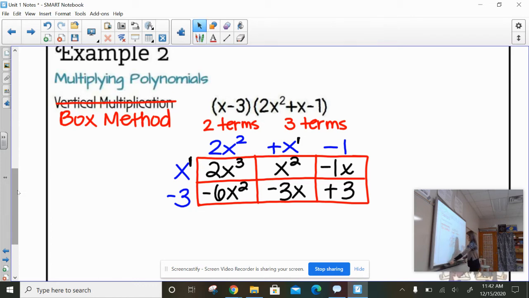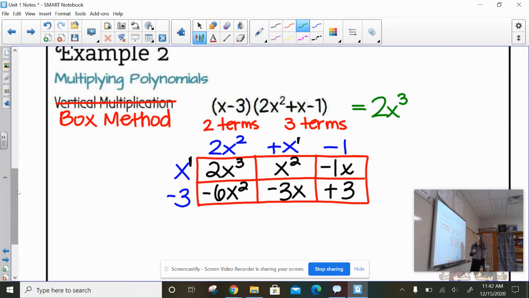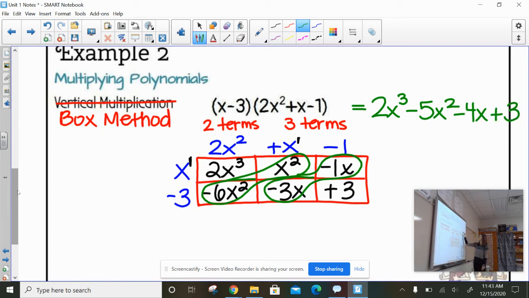All right, so now I want to look for my like terms so I can write out my answer. So 2x to the third. Is there another x to the third inside the box? Okay, there's not, so I'm going to draw it out. All right, this negative 6x squared and this x squared, those are like terms. So that's essentially doing negative 6 plus 1. So that will be a negative 5x squared. Then you have another set of like terms right here. So negative 3x minus 1x, that's a negative 4x. And then the number at the bottom, my constant, will go here. And that will be my final answer for that.